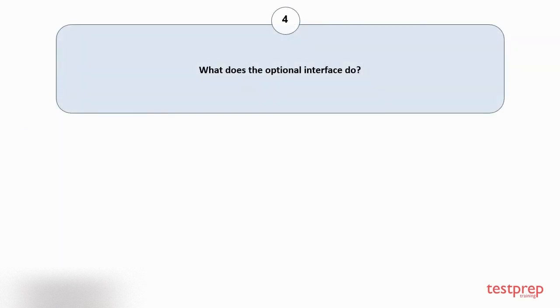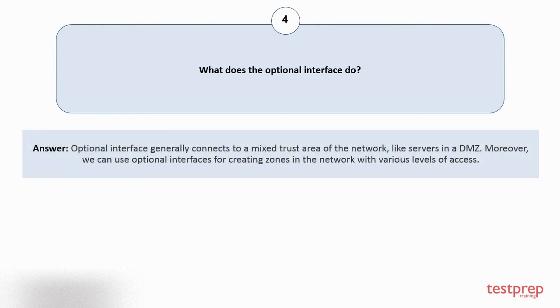Question number 4, what does the optional interface do? Your answer is optional interface generally connects to a mixed trust area of the network, like servers in a DMZ. Moreover, we can use optional interfaces for creating zones in the network with various levels of access.